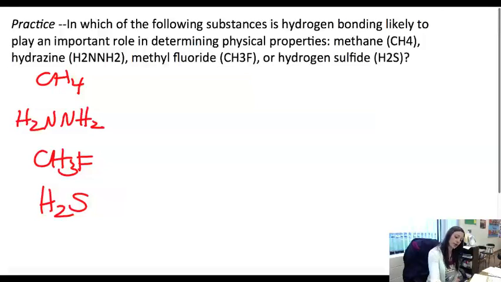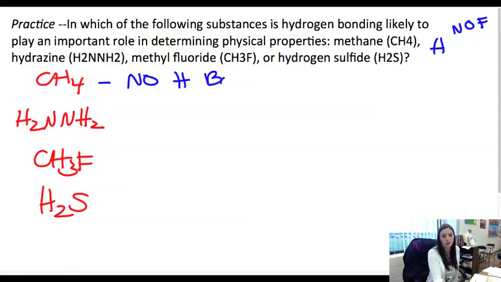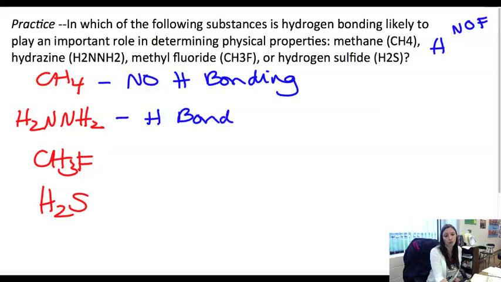Now when we look at CH4, for hydrogen bonding, we need an H and either an N, an O, or an F on the neighboring molecule. Well, there's no N, O, or F here, so this is not going to have any hydrogen bonding. All right, let's look at the next one. We have an H on the outside that could bond to the N in the middle of another molecule. So we can definitely have hydrogen bonds here because you've got the N and an H.